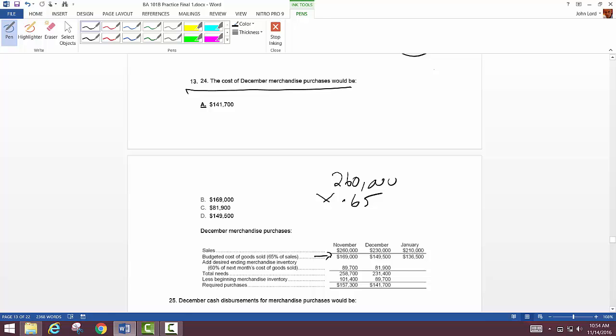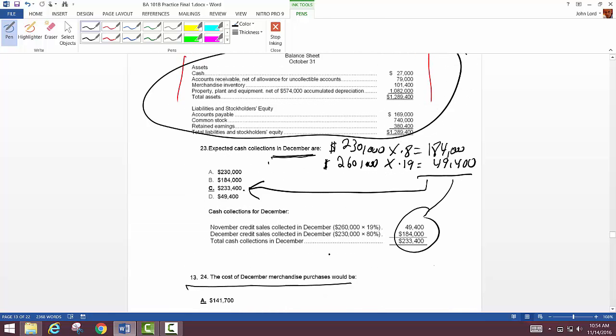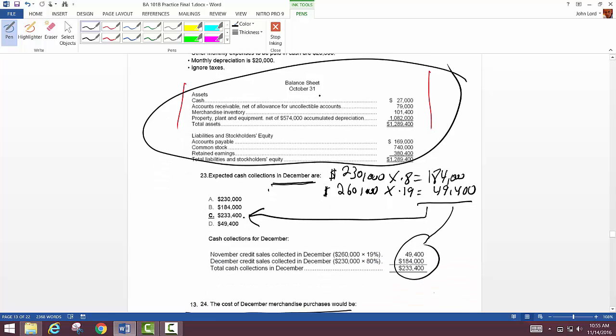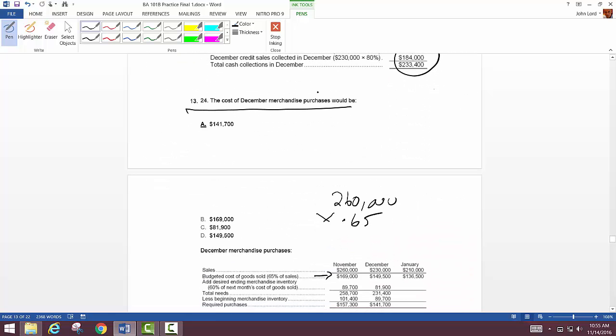Okay, good. And then they tell us they want to have an ending inventory. Coming back up to the problem, they tell us that the company desires to have ending inventory at the end of each month equal to 60% of the next month's cost of goods sold. So I have to figure out December's cost of goods sold, don't I? December sales of 230 times 0.65. Is that number right there 149?